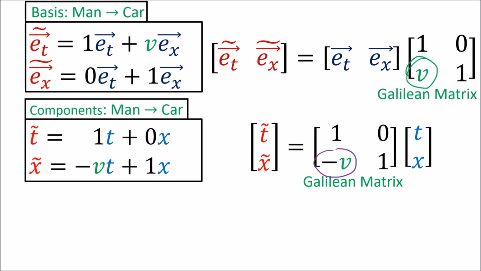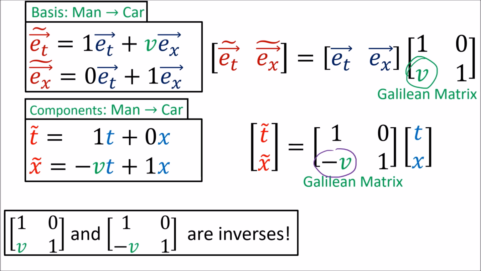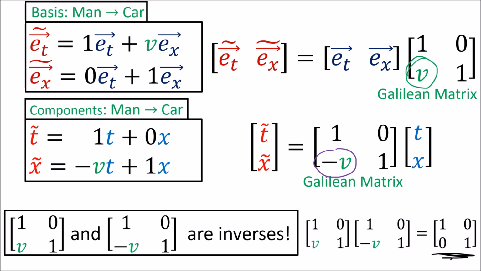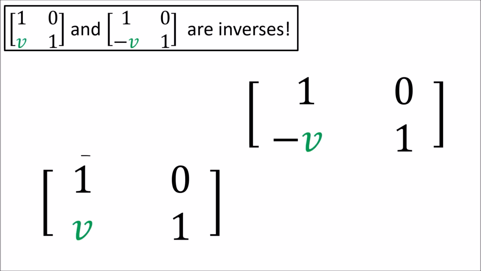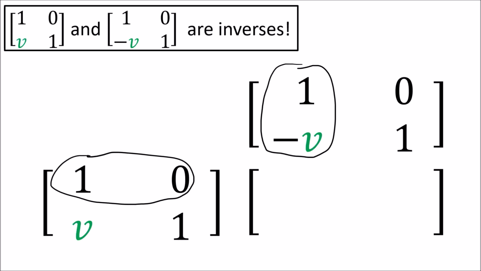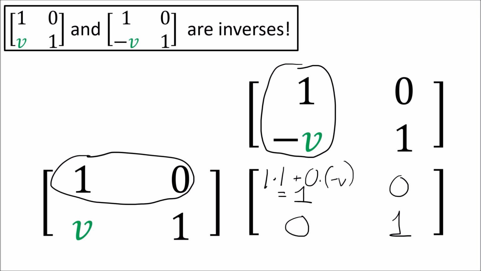It turns out that these two Galilean matrices are inverses. When we multiply them, we get the identity matrix. Right? When we multiply this row by this column, we get 1 times 1 plus 0 times negative v, which is just 1. And you can check for yourself that if we multiply all the other rows and columns together, we just end up with the identity matrix.